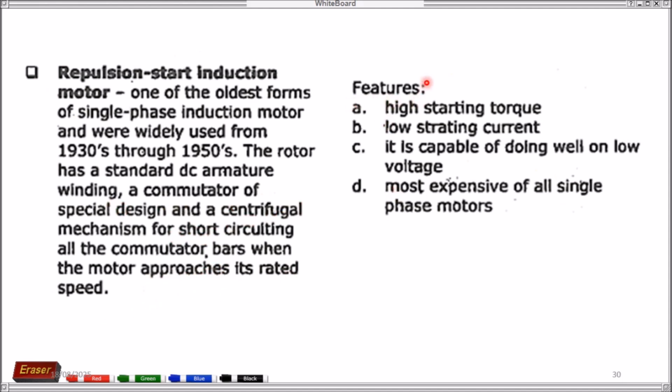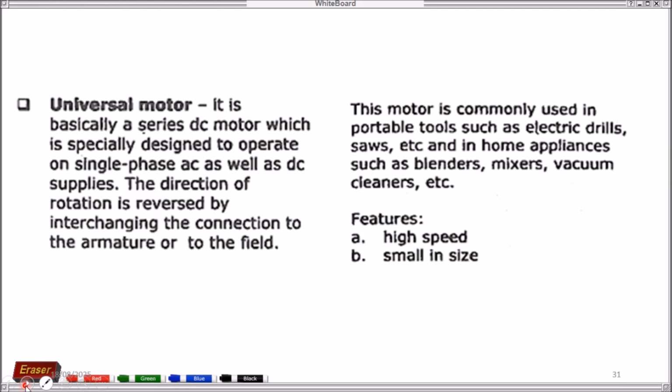So the features of this motor are high starting torque, low starting current, it is capable of doing well on low voltages, and it is the most expensive of all the single phase motors. So kaya hindi ito masyadong ginagamit kasi sa kanyang disadvantage, which is very expensive compared to other single phase motors.